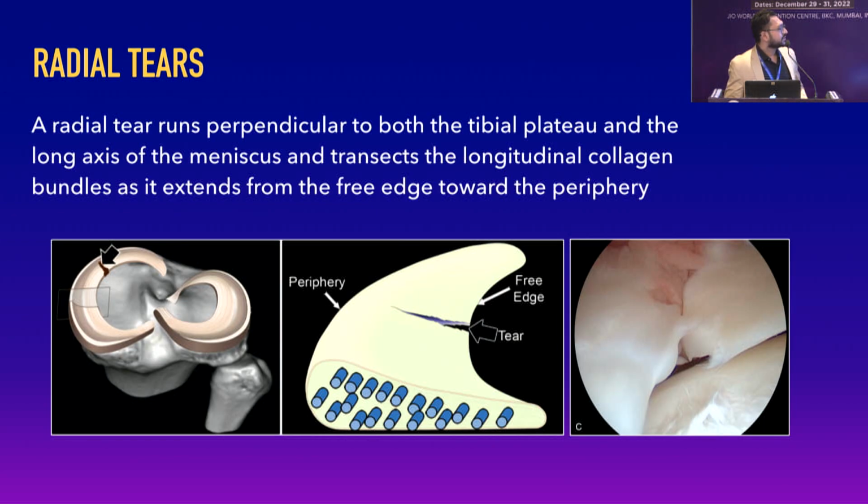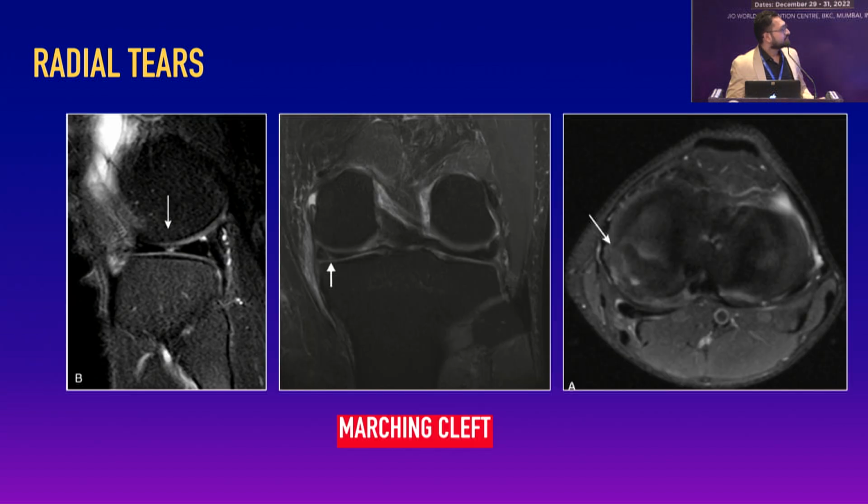In radial tears, you can see the particular tear pattern is perpendicular to the circumferential fibers. This is the particular radial tear. And this is how the marching cleft sign is present, where you can see there is a cleft between the meniscus.